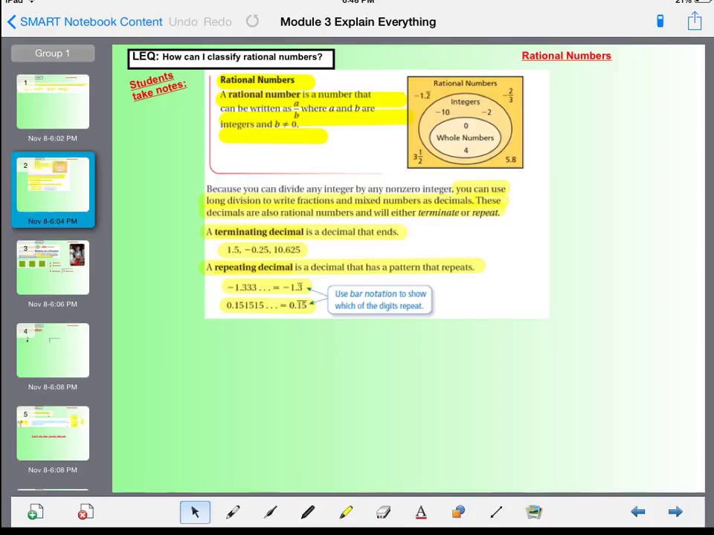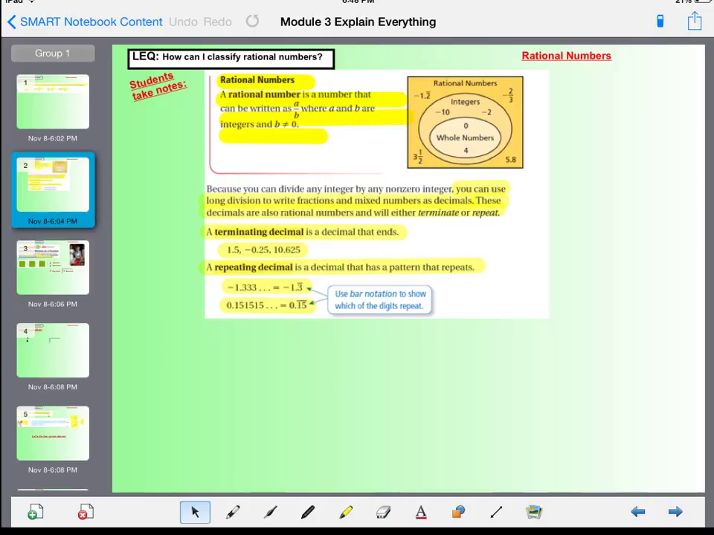So if we look at this graph, let's talk about what this looks like. This Venn diagram is showing us that whole numbers include 0 and they're just my positive numbers. Integers, as you know, include both your positive and your negative numbers, including 0, so they include your whole numbers. And then lastly, rational numbers are everything. Those include whole numbers, integers, and fractions and decimals.